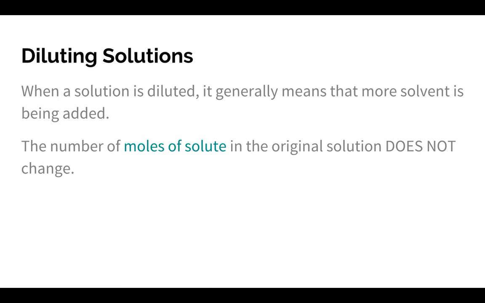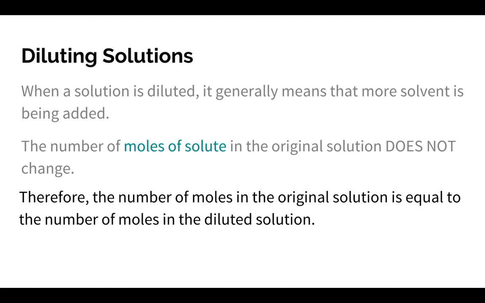What happens when we dilute solutions? When a solution is being diluted, it generally means that more solvent is being added. So therefore, the number of moles of the solute from the original solution does not change. Therefore, the number of moles in the original solution would be equivalent to the number of moles in the diluted solution. So we're talking about moles of the solute. I'm going to show that by saying that n1, where that's the original solution, is equal to n2, and that would be the diluted solution.